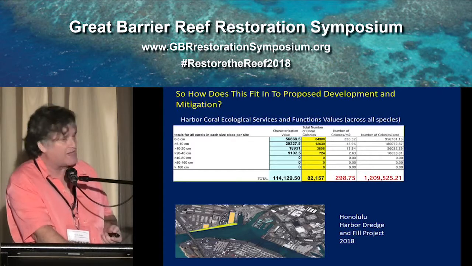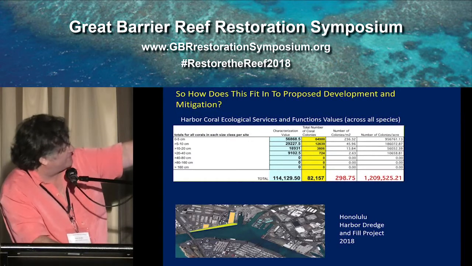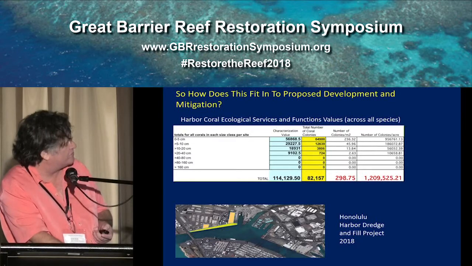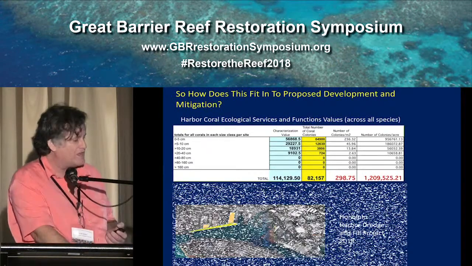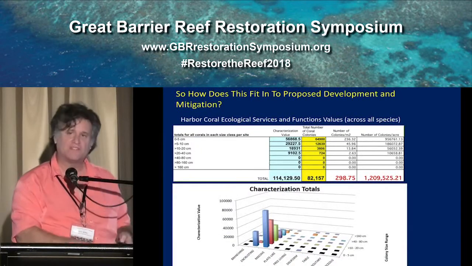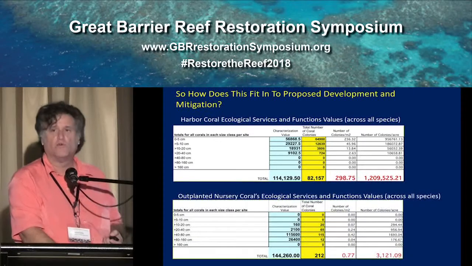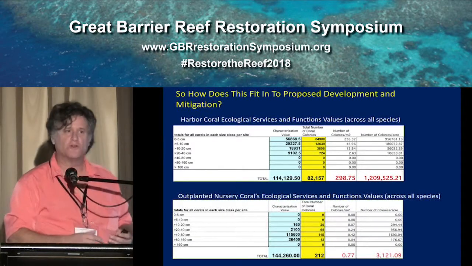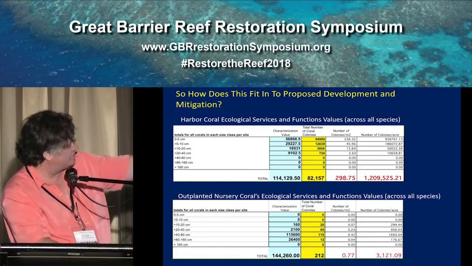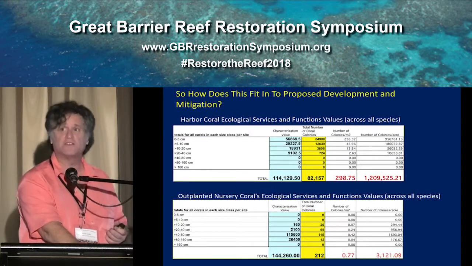82,157 colonies for this project, and that the ecological characterization value is 114,130. We then looked at the graph to see the range of corals and what we needed to produce. We determined how many corals we were going to have to grow in the nursery to replace that. And the take-home message is, if you look at this, I only have to grow 212 corals to replace all 82,000 that are going to be lost.